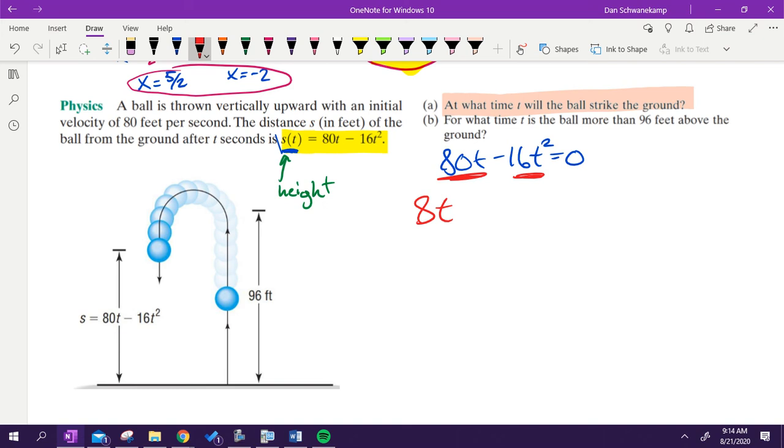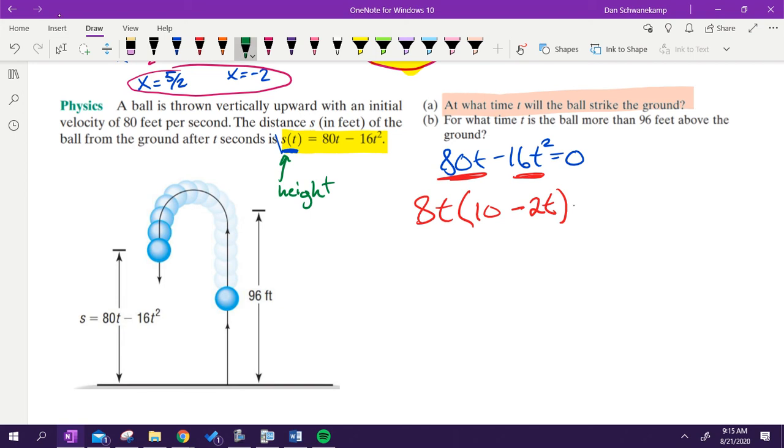That's not something I memorized. But I'd pull out an 8t. If I took an 8t out of 80t, what would I have left over? 10 minus 2t. That's factored. Is it factored perfectly? No, but it doesn't really matter. All we are trying to do is not make it a t squared problem anymore. It was a quadratic, but by factoring the t out, it's not a quadratic anymore.